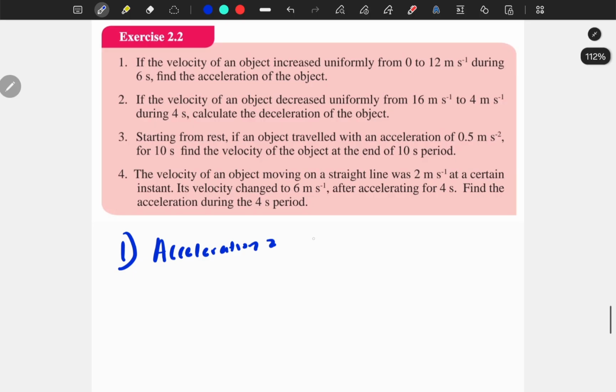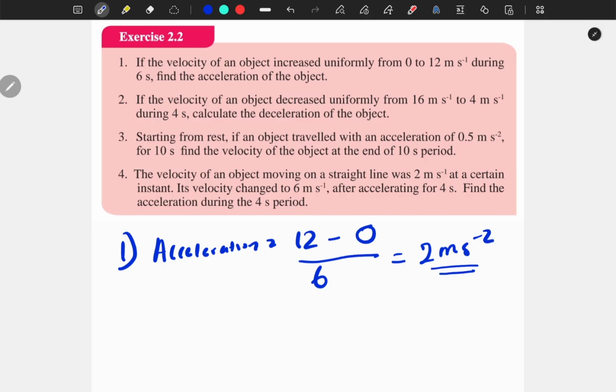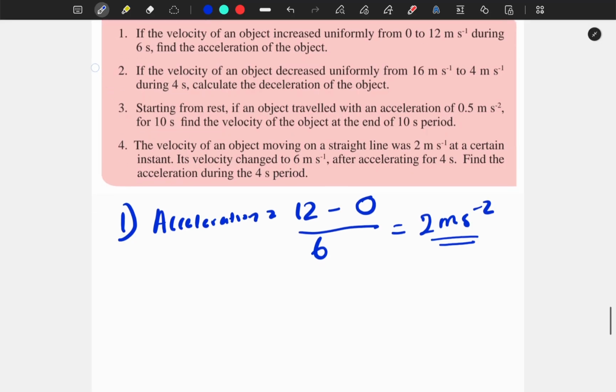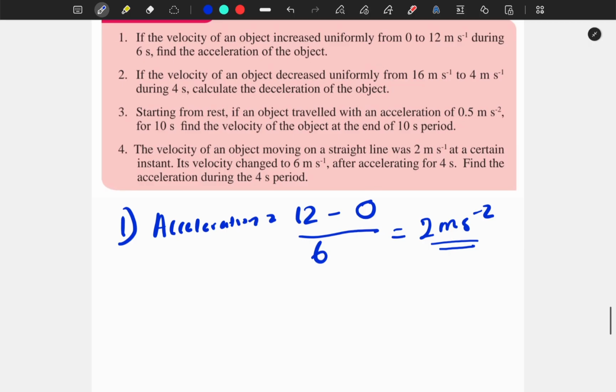Acceleration is the change of velocity, or the final velocity minus the initial velocity, divided by time. It becomes 2 meters per square second. I will not remind you every time; pause the video and write it first. You guys can do it alone. Okay, so the second question is asking about the deceleration.